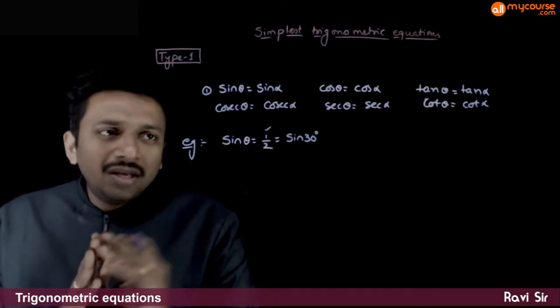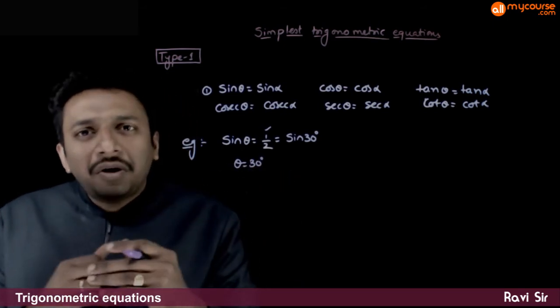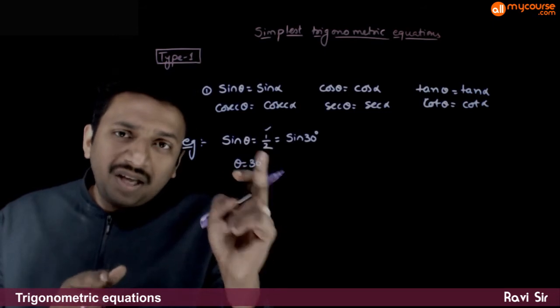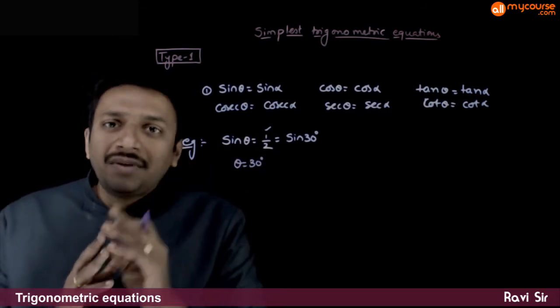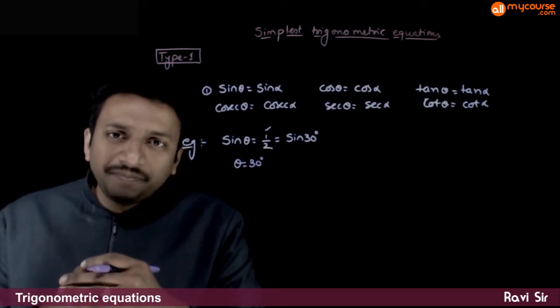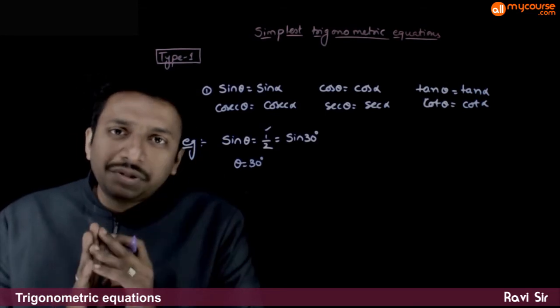How do we solve this? If I write theta is equal to 30 degrees and come out, that will not be the right answer, because sine theta will be equal to half not just for one value of theta. It will be equal to half for an infinite number of values for theta. So you need to give all the values of theta if I ask you the solution.